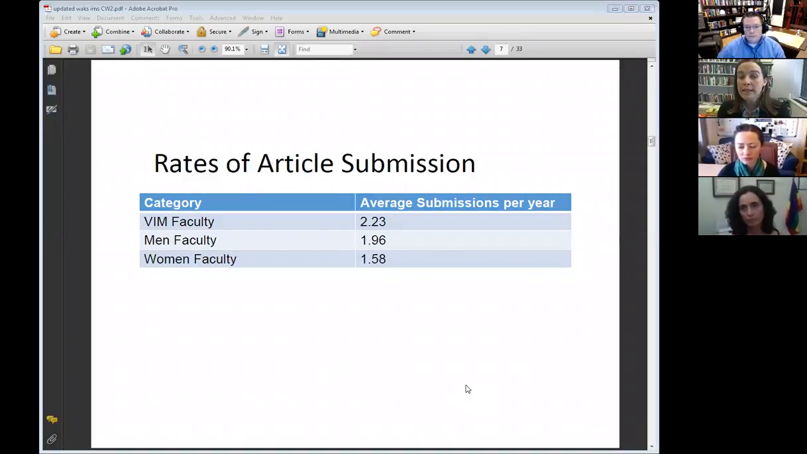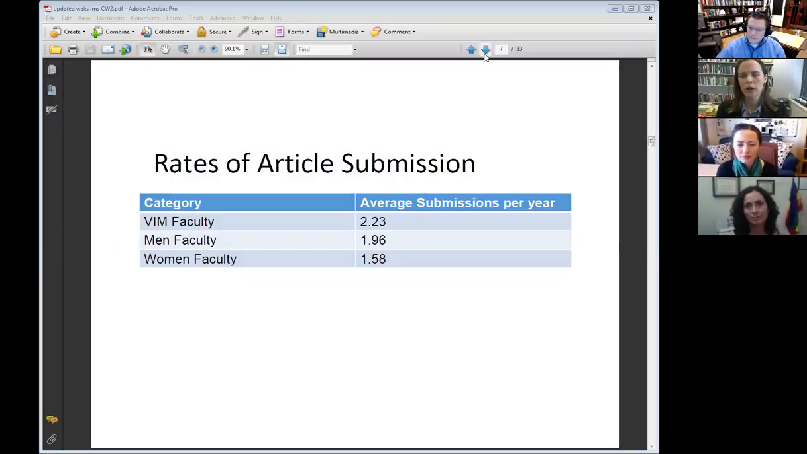What we see is that the highest reported average comes from women who've attended VIM, with it being comparable, essentially, to male faculty members, but significantly different from average article submission rates for women in our sample who have not attended the conference.